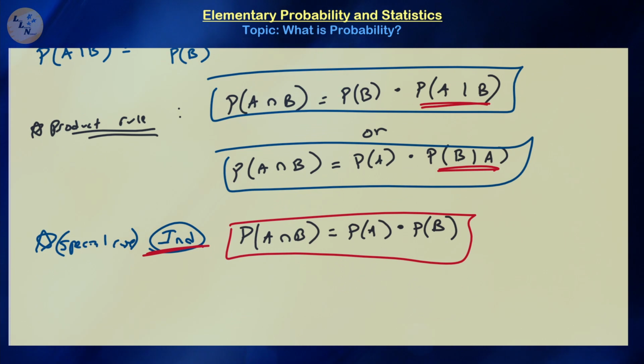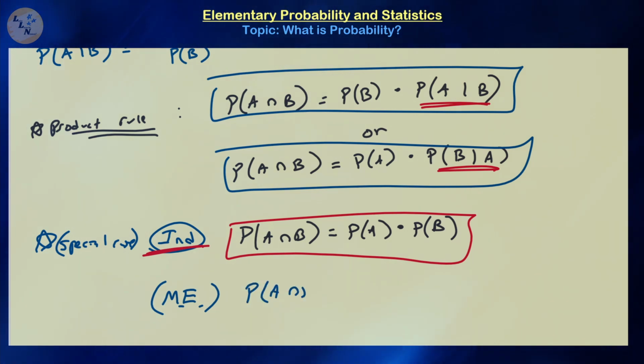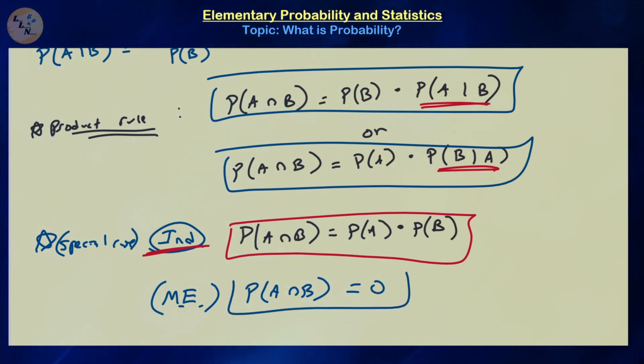And we also have one more special case, and you might be able to guess what it is, and that is mutually exclusive events, right? If they are mutually exclusive events, that means they cannot happen simultaneously, which means the probability of A and B is equal to 0.